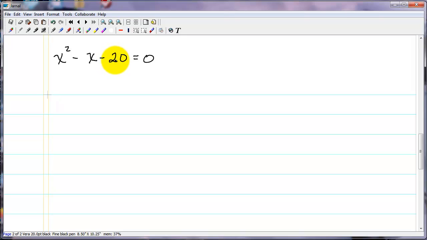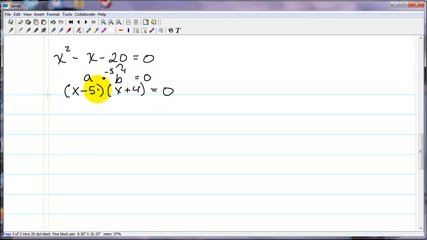So let's find a pair of numbers that multiply to be -20 and add to be -1. That would be -5 and 4. So we could factor this into x minus 5 times x plus 4, and that equals 0. Now this is where our zero product property is going to come into play. This expression represents some unknown number, so let's call that a. And this represents another unknown number. Let's call it b.